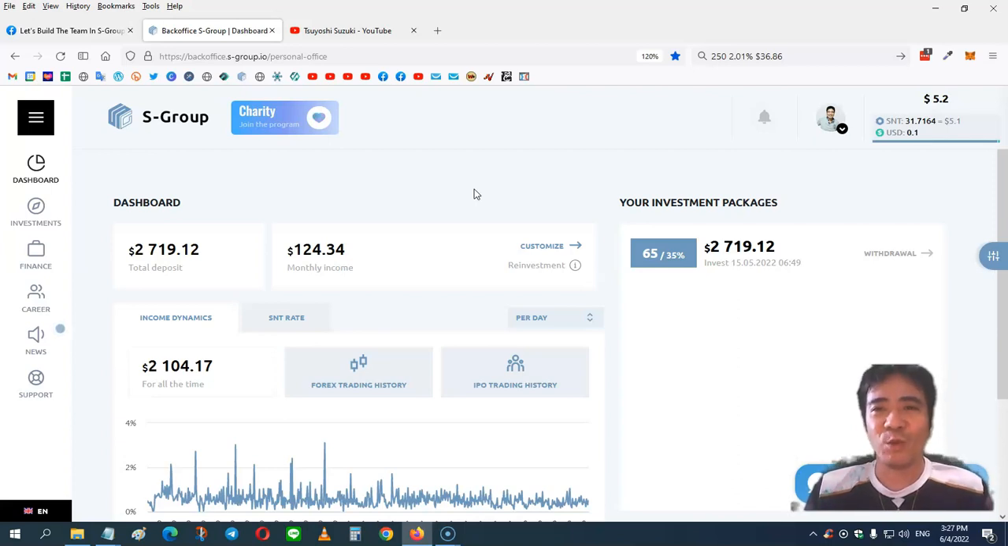Okay, so this is the end of the week. So this week's profit is 2.01% and my profit is $36.86. Income keeps coming, and I never see any loss since I joined this company. So it's a very nice company to invest into.